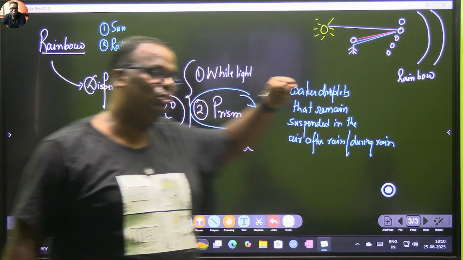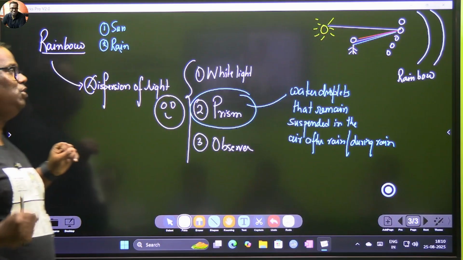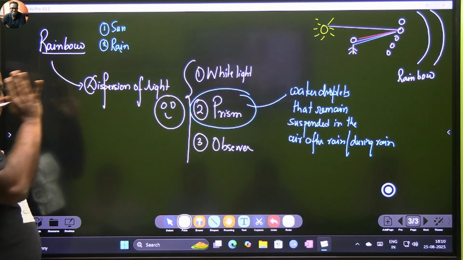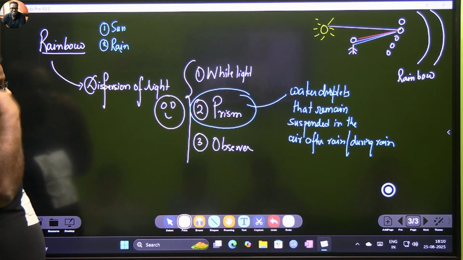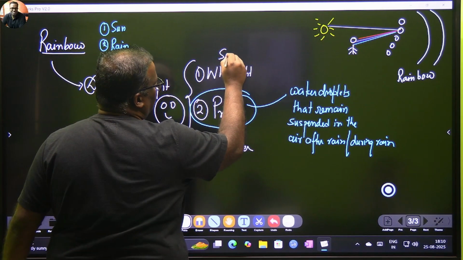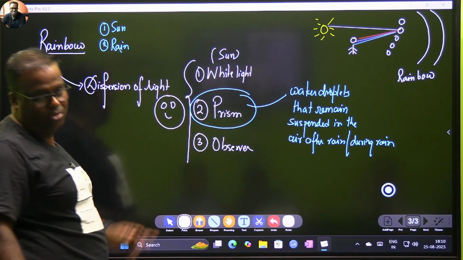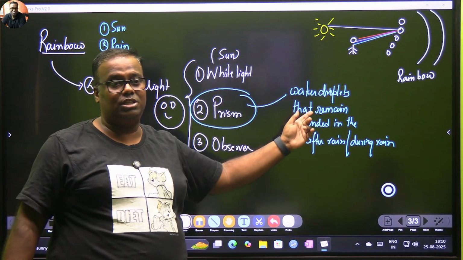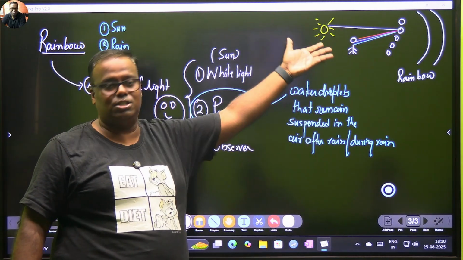So for a rainbow to happen, what is a rainbow? A rainbow uses the principle of dispersion of light. That means I need white light, and white light will be given to me by the sun, right? I need a prism. The prism will be contributed by the tiny water droplets which have remained suspended.